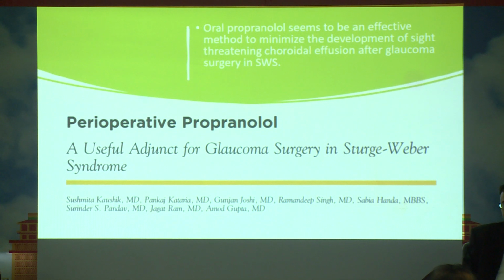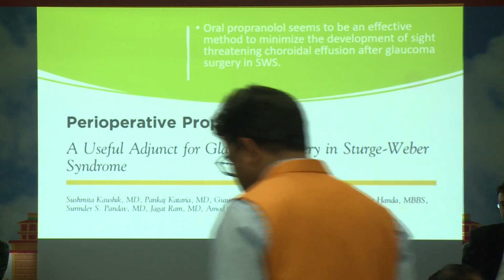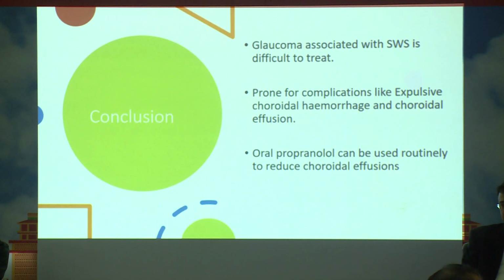So there's a study by Dr. Sushmita Kaushik on perioperative propranolol being a useful adjunct for glaucoma surgery in Sturge-Weber syndrome. It says oral propranolol seems to be an effective method to minimize the development of sight-threatening choroidal effusion after glaucoma surgery in Sturge-Weber. A dose of 2 milligram per kg body weight is used 1 week before and 6 weeks after the surgery as per this study, and that's what we did.